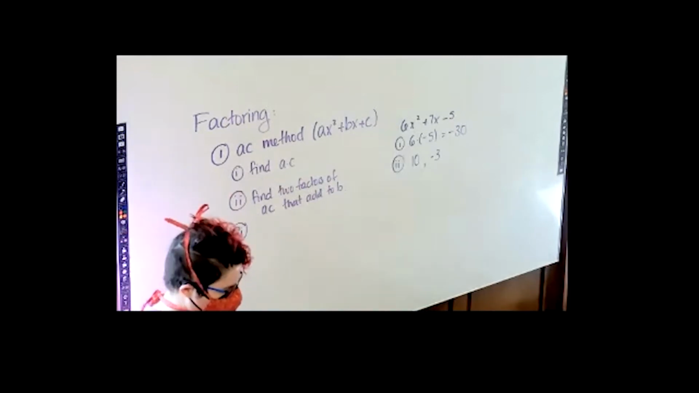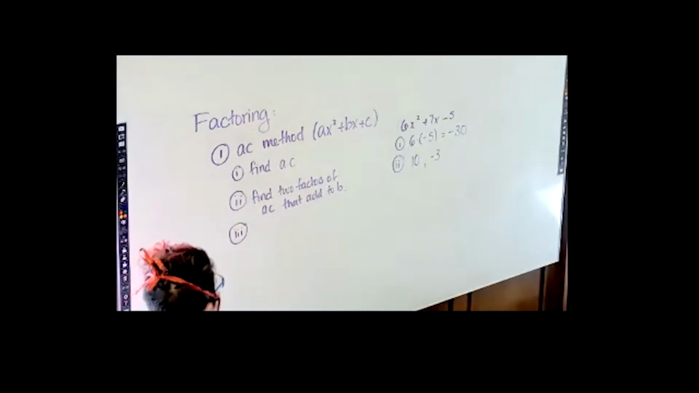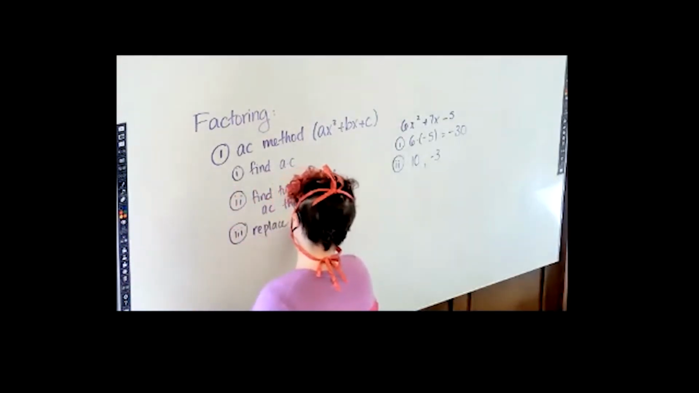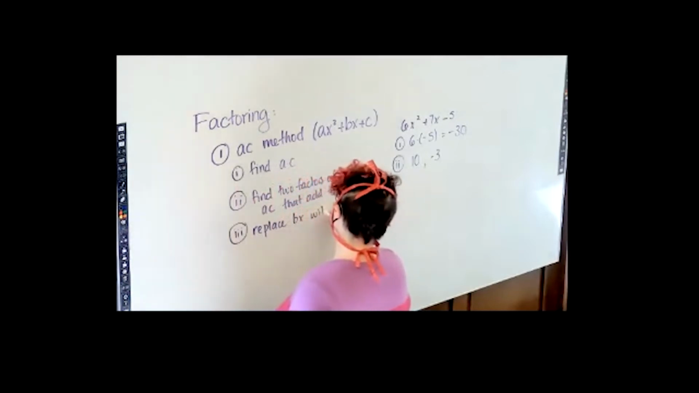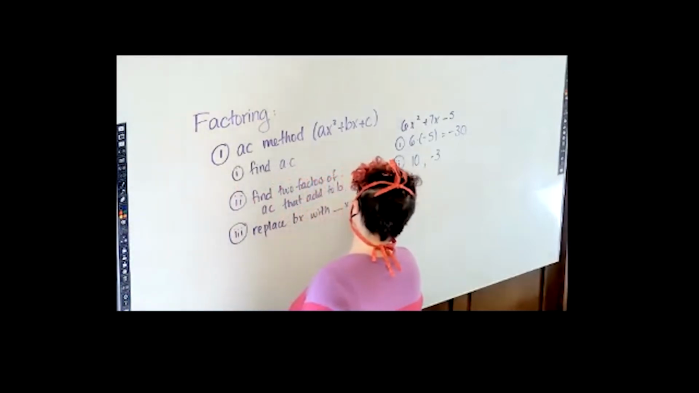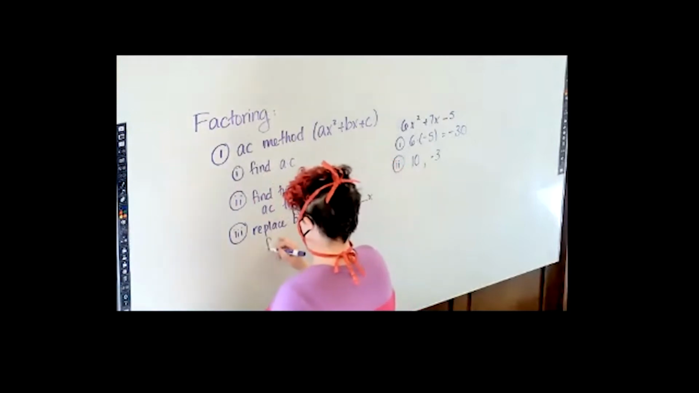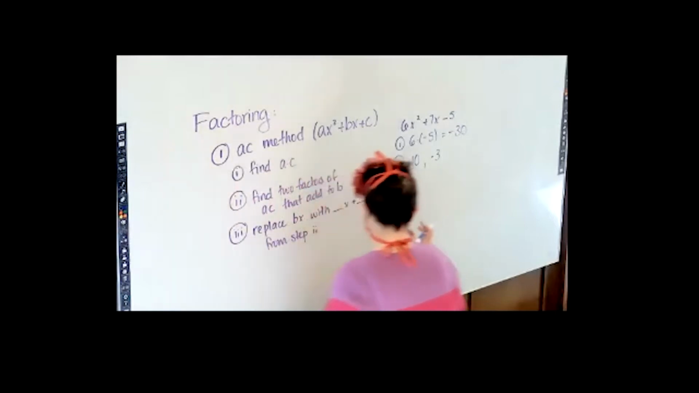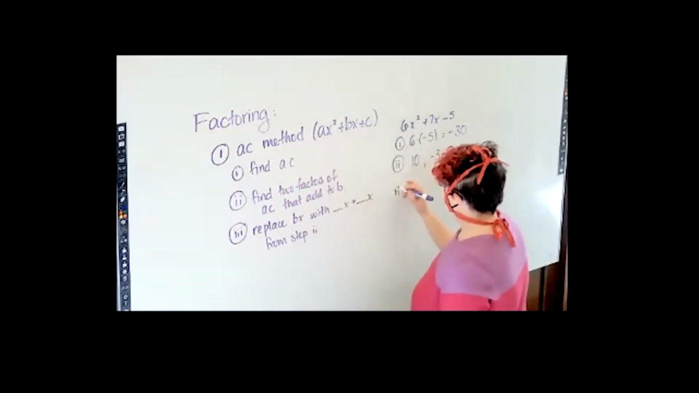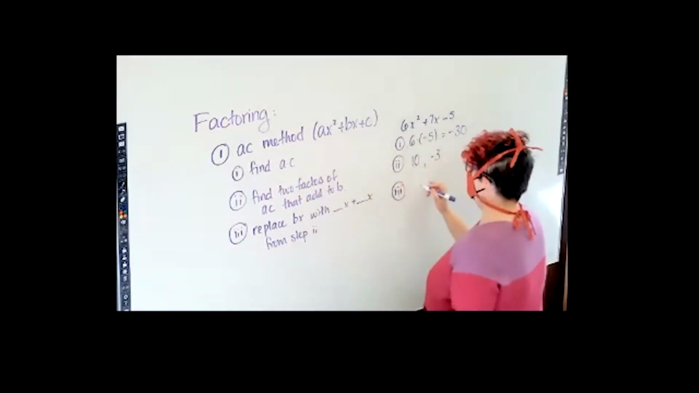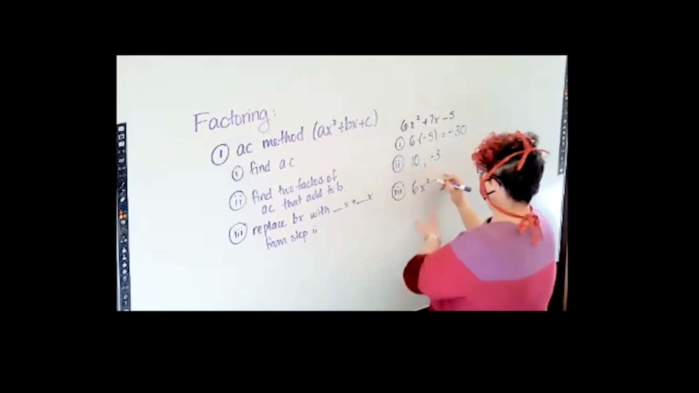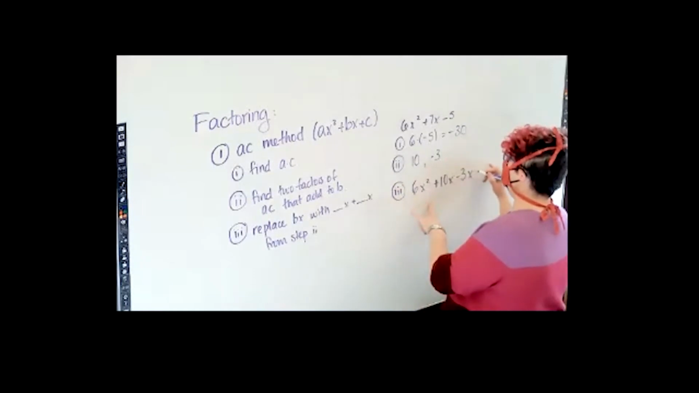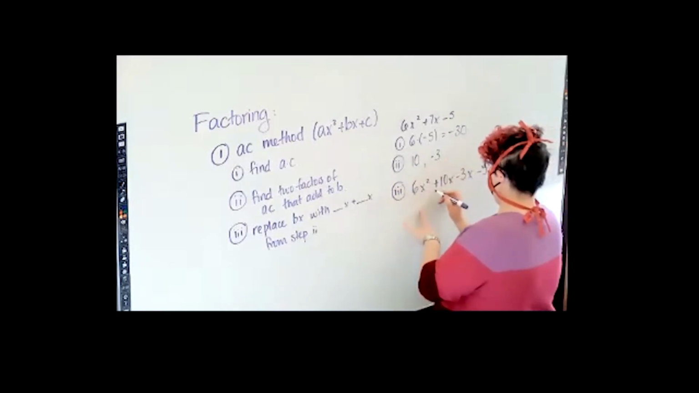Okay. Step 3, replace bx with blank x plus blank x from step 2. This is why I do a little example. So you write 6x squared plus 10x minus 3x minus 5. So that's the replacing.